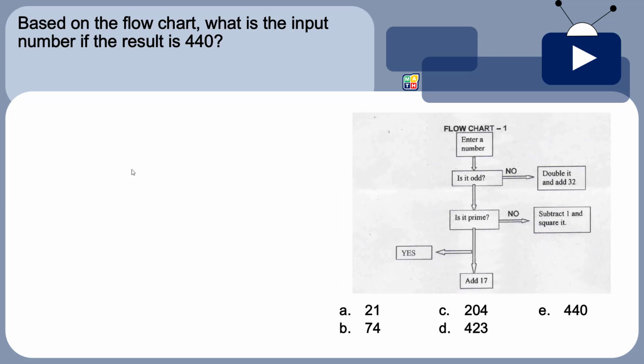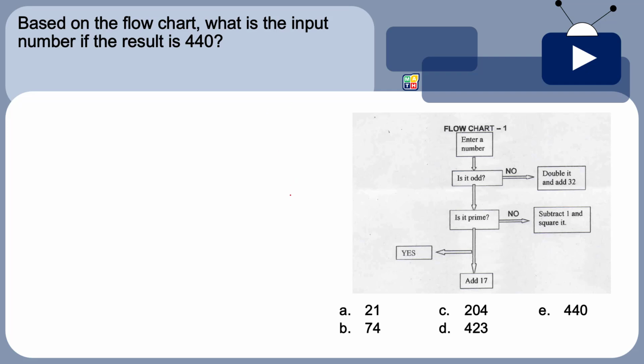Don't forget that the question here is the input number. Meaning, what is the number we placed as we start our flowchart that resulted, after considering all the processes in our flowchart, to 440? We are not looking for the result if we input 440, because 440 is already the result. This would mean that we can attack this by choosing 3 different steps.